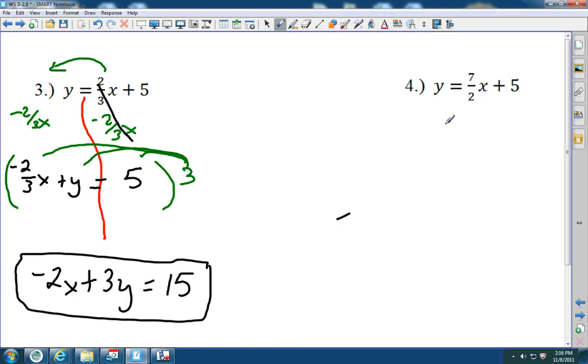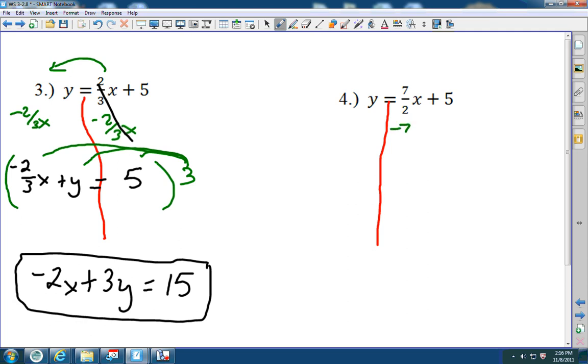Next, let me erase this, and I'm going to move this over just a tad. All right, there we go. I'm going to draw my line. I am going to subtract 7/2 x from each side. Now I've got negative 7/2 x plus y equals 5. Well, that's fine, and technically it was in standard form, but they wanted it all in integers. So we need to get rid of this 2.